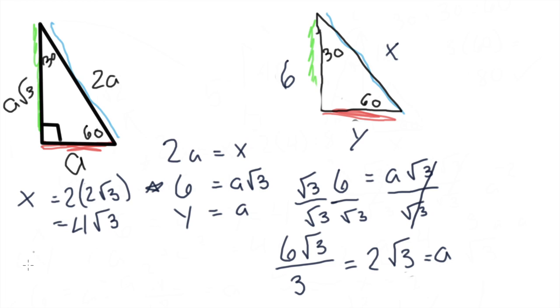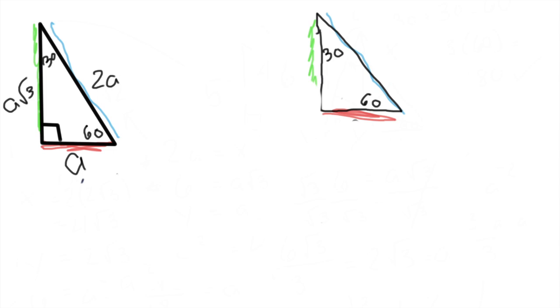Y is equal to a, so y is just going to be equal to 2 root 3. Let's try some practice problems now. Let's say I gave you the hypotenuse is equal to 14. Can you find x and can you find y? Pause the video now and come back when you're done.